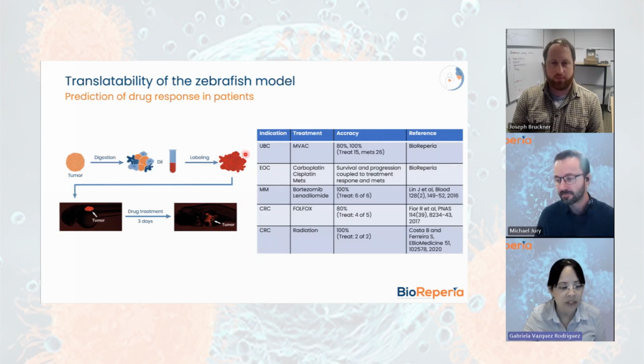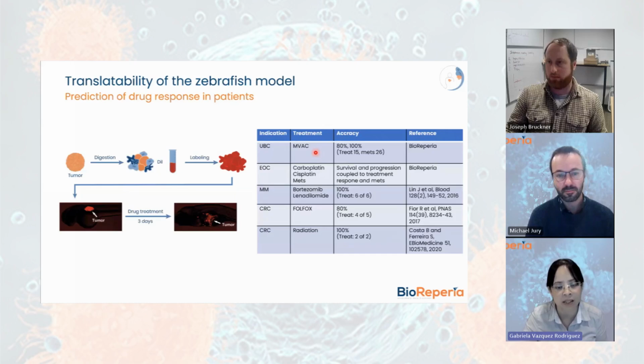for various indications. Here you can see the results for urinary bladder cancer, where we treated the embryos with a combination treatment, MVAC, that is used in the clinic, and we observed an 80% prediction of treatment outcome as observed with the patients, and 100% sensitivity when predicting lymph node or metastatic dissemination in patients. And similarly, we observed that with epithelial ovarian cancer.